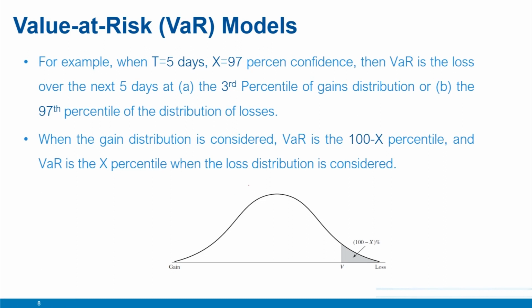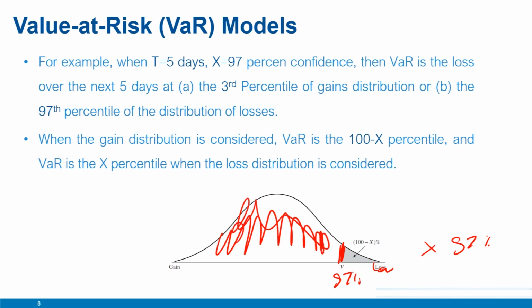So again, to just repeat that, if you're considering the loss distribution, you have losses on this side and you want to be, let's say, 97% confident, then this cutoff value is the 97th percentile. That means the area under the curve, the area in this probability distribution, this area is 97, the cumulative area is the 97th percentile, or essentially this cutoff point is 97.